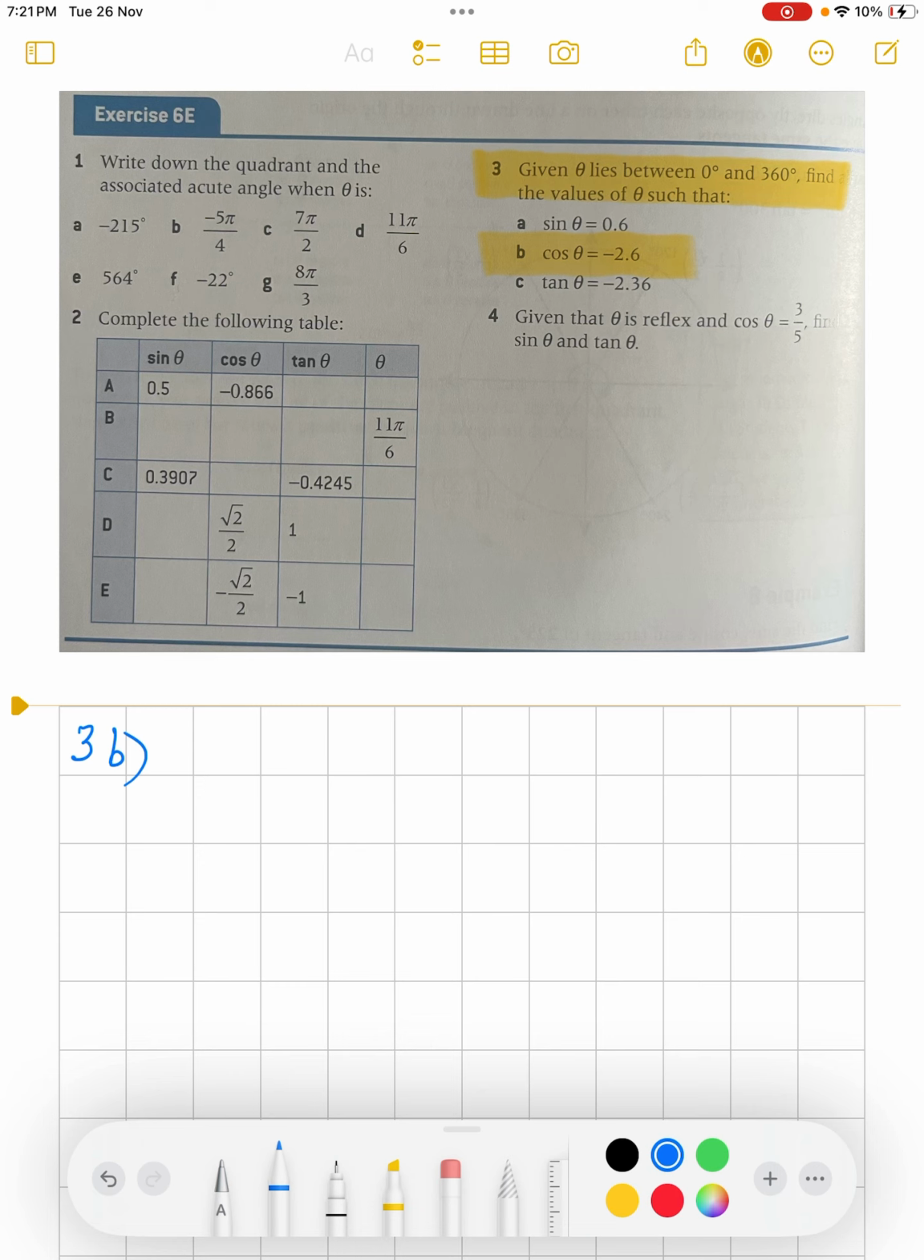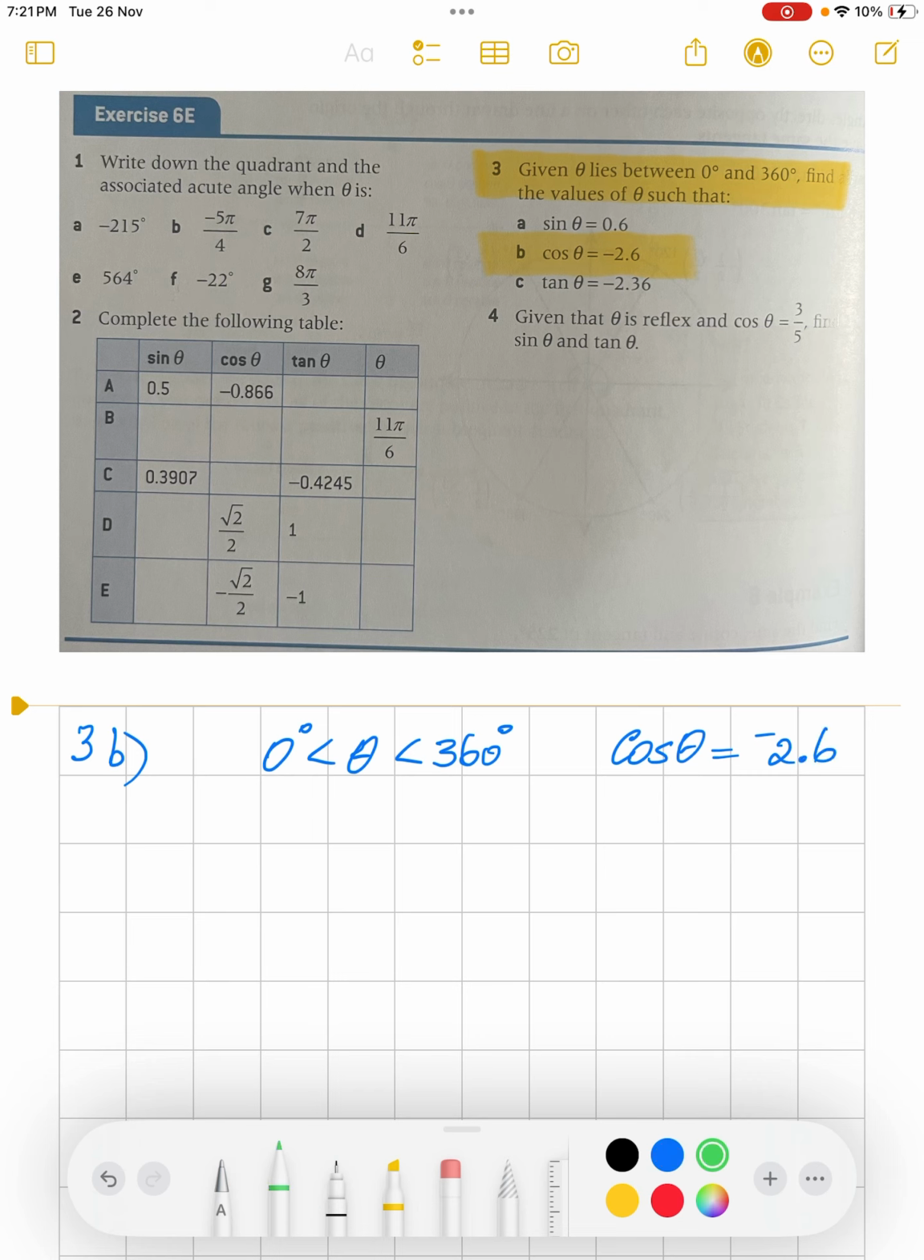And this says, given theta lies between 0 degrees and 360 degrees, find the value such that cos of theta is equal to negative 2.6.